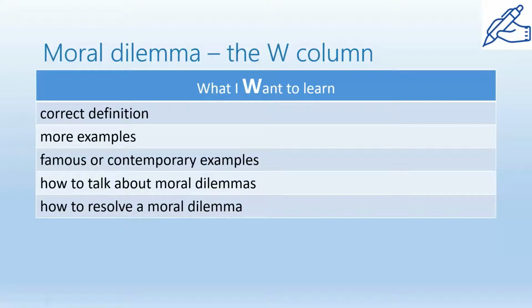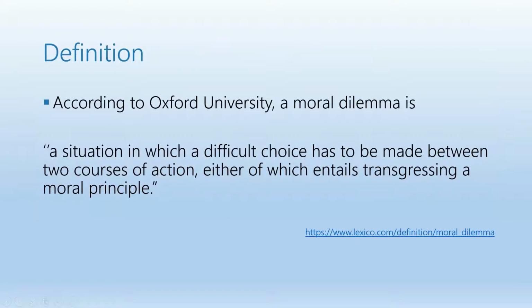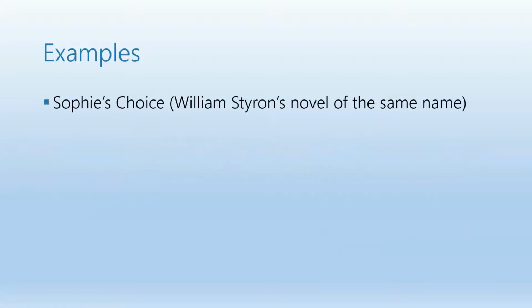So, let's see. According to Oxford University, a moral dilemma is a situation in which a difficult choice has to be made between two courses of action, either of which entails transgressing a moral principle. This basically means I was right. A moral dilemma is a difficult situation in which whatever you choose, you will feel uncomfortable because one of the moral principles will be broken.